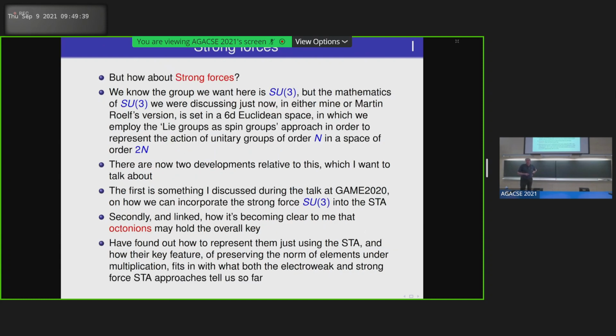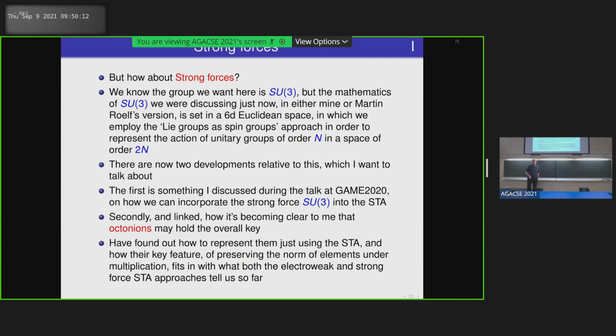So that's electroweak. How about strong forces? And we know that the group we want here is SU3, but the mathematics of SU3, as we were discussing just now, either in my approach or Martin Rolf's version, is set in a 6D Euclidean space, in which we're employing this Lie groups spin groups approach in order to represent the action of unitary groups of smaller n in the space 4 to 2a. So you've immediately stepped outside 4D space-time.